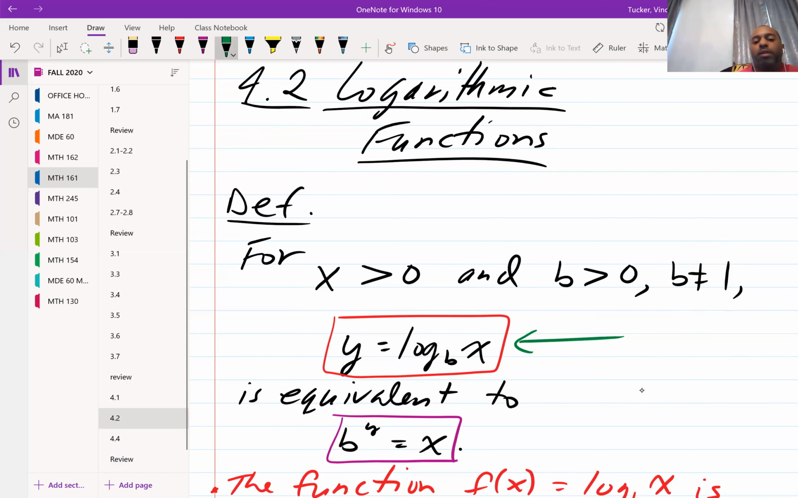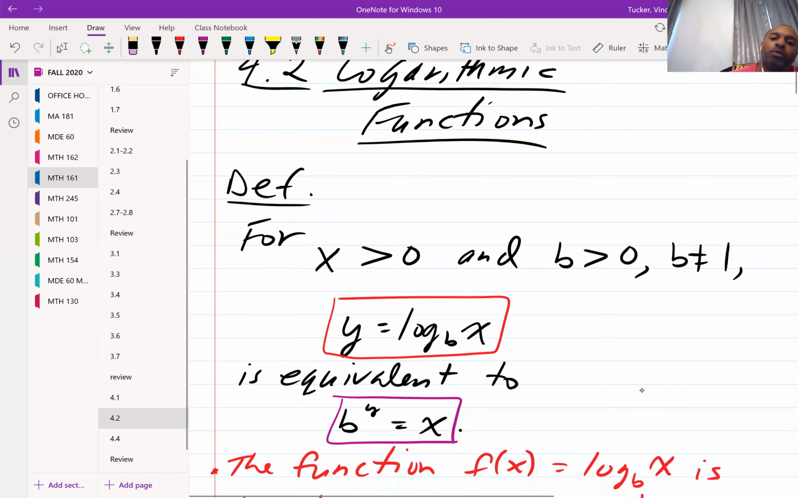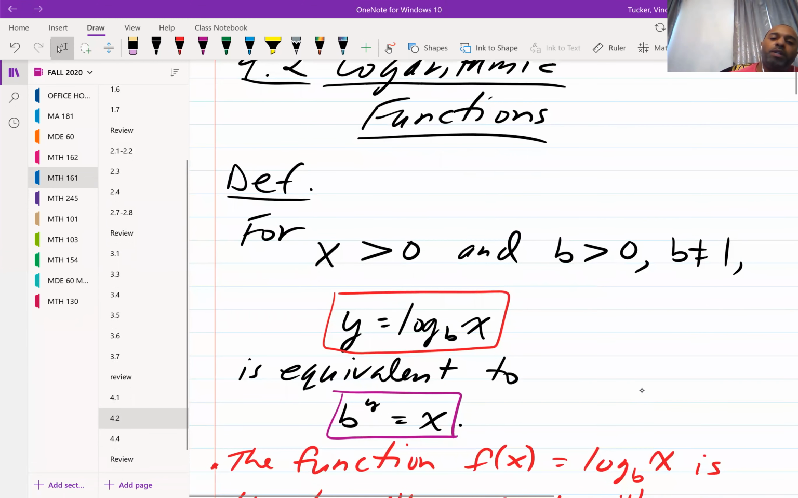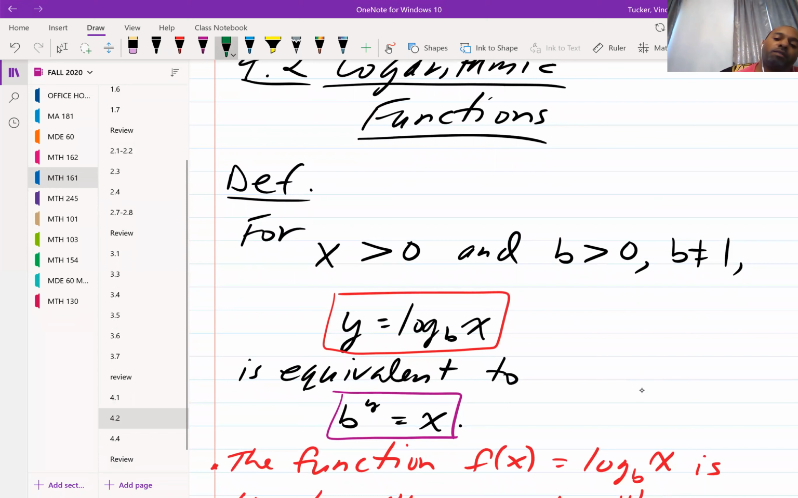Then your logarithmic relationship, y equal to log base b of x. So that's how you would say that, log base b of x. And that's going to be equivalent to b to the y power equal to x. So both of these represent the same relationship, just written in different forms. Notice that when you're switching between the two, your base is always going to be the same. So it's either the base of your log or the base of the exponent.